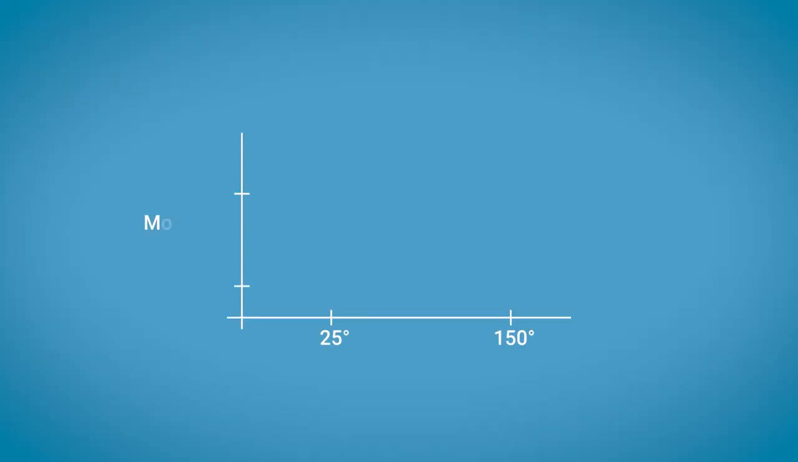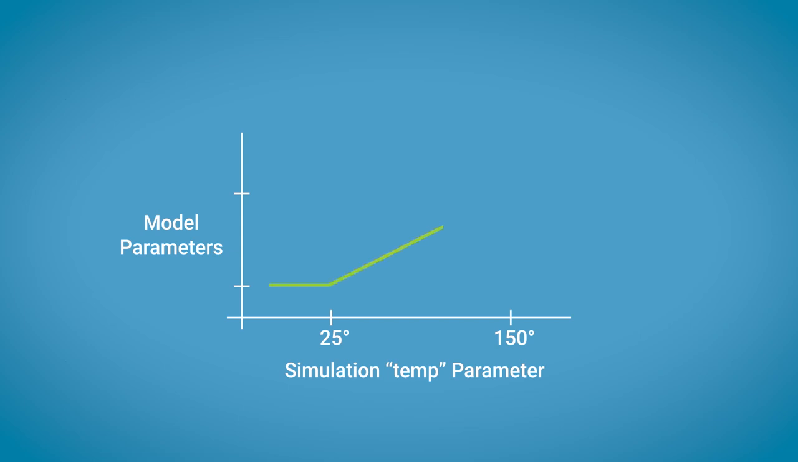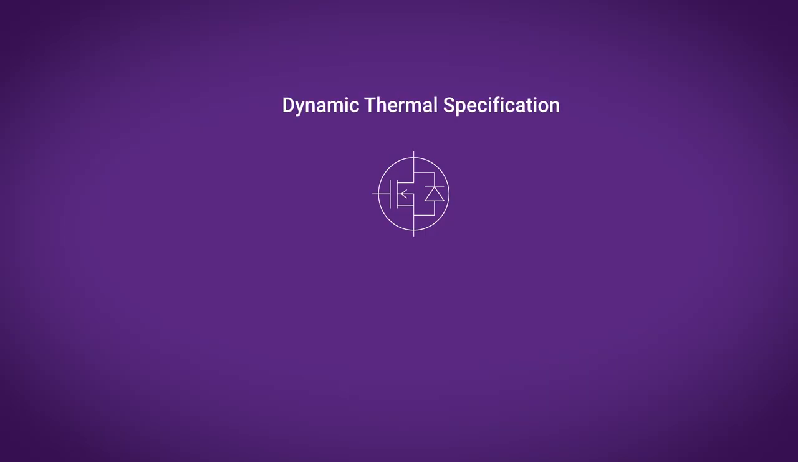The model is now defined for a set of static thermal conditions. If the junction temperature is set somewhere between 25 and 150 degrees, the model is linearly interpolated. This is called static thermal specification because there is no self-heating of the device. Dynamic thermal specification accounts for self-heating.